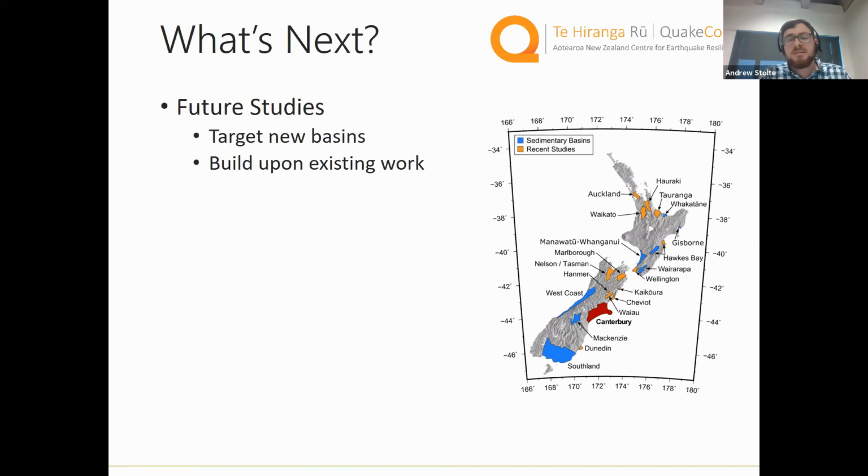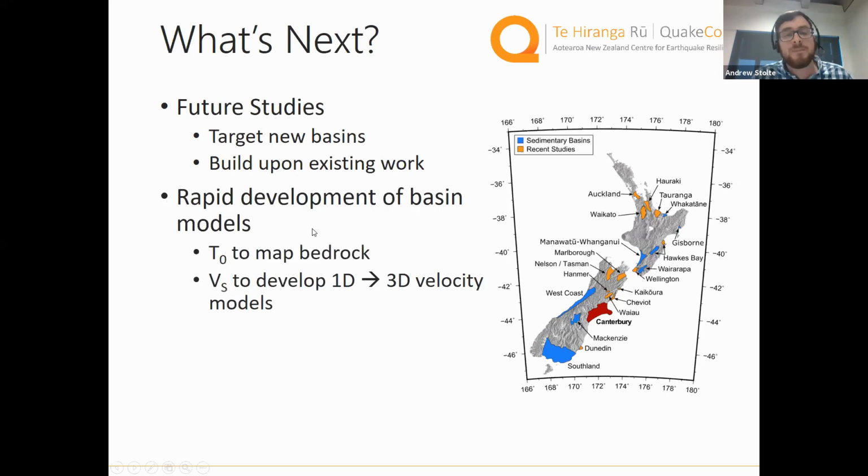So what's next? The easiest thing we can do is target new sedimentary basins. We can go to the Mackenzie Range where we have our hydro dams. We can go to the Manawatu-Whanganui region where you have Palmerston North and the city of Whanganui where people live and we haven't quite yet characterized. The other thing we can do is build upon existing work. For example, in Hauraki, we currently don't have a deep shear wave velocity profile measured within that basin. So we can do surface wave testing there.